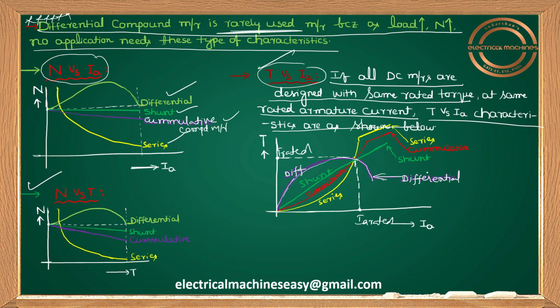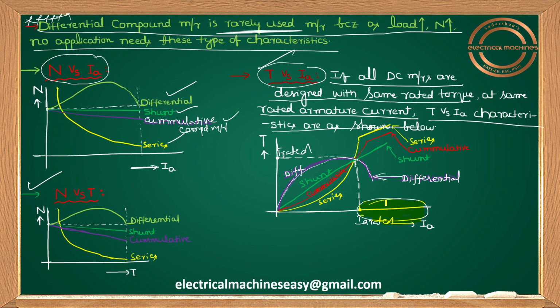Starting torque means you should see the starting condition. What is the value of your current? It is 1.5 to 2 times the rated armature current, so above rated armature current. You have to see somewhere here. Let me use the highlighter. Starting torque means you have to see this region, because starting current is very large, 1.5 to 2 times the I rated value. So you should see somewhere here.